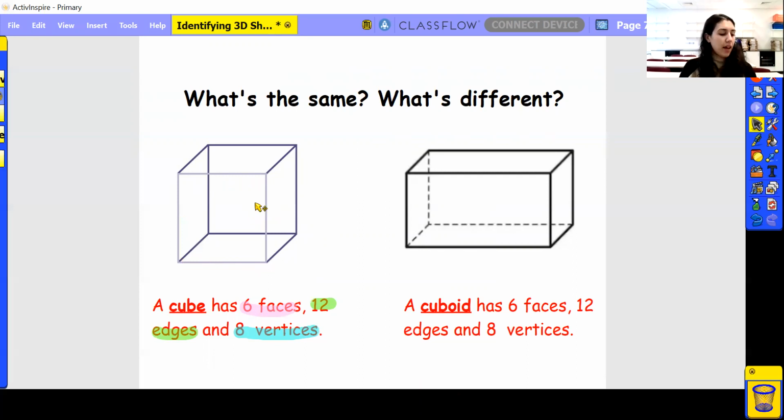Now you can see that a cube, whichever way round I turn it, it looks the same. And that's because all of these faces are the same. They are all squares. They're all the same size. They've got the same sized edges. Whereas our cuboid looks different depending on which way I turn it. And that's because some of the faces on a cuboid are rectangular. So that's what makes a cube and a cuboid different.